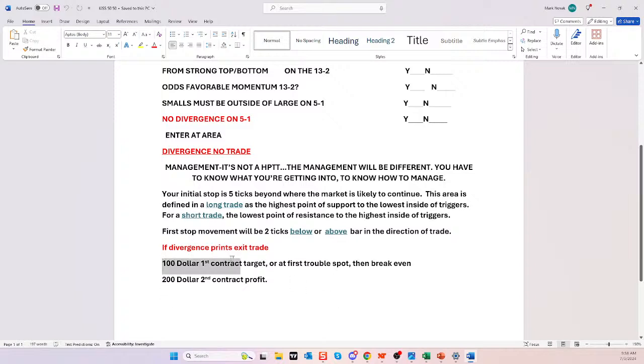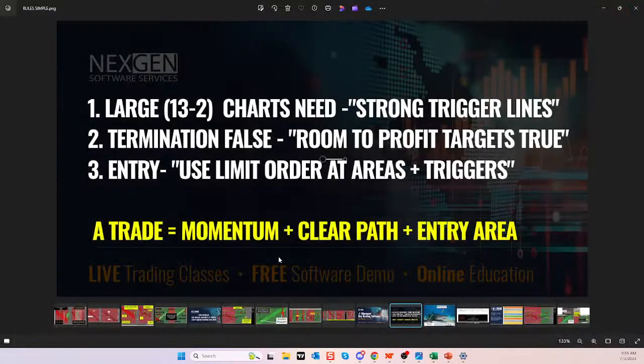You have a $100 target, right? Or the first trouble spot, the first fib, the first 1-to-1, the first divergence. And sometimes that first trouble spot is going to be $70, not $100. You have to decide whether or not you're okay with that. And then quick profits on the second because it's not high probability. So that'll be your second trade, guys.